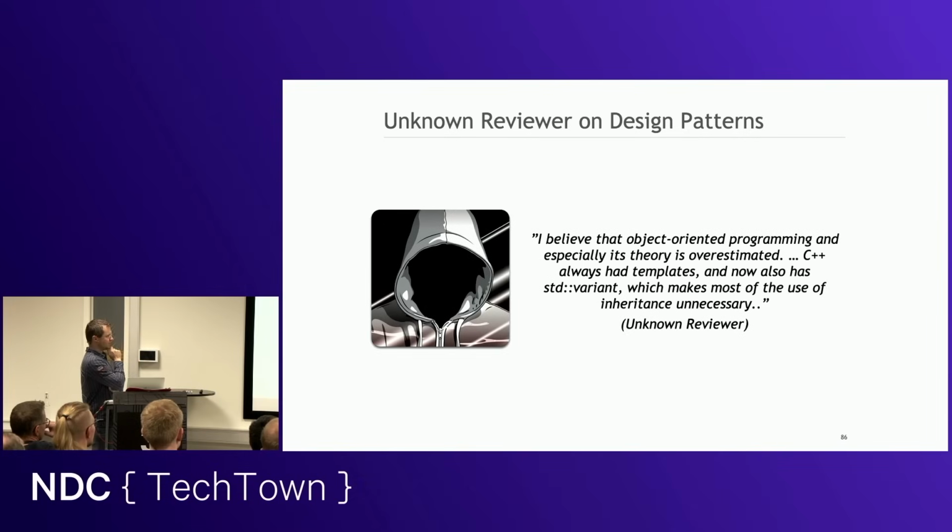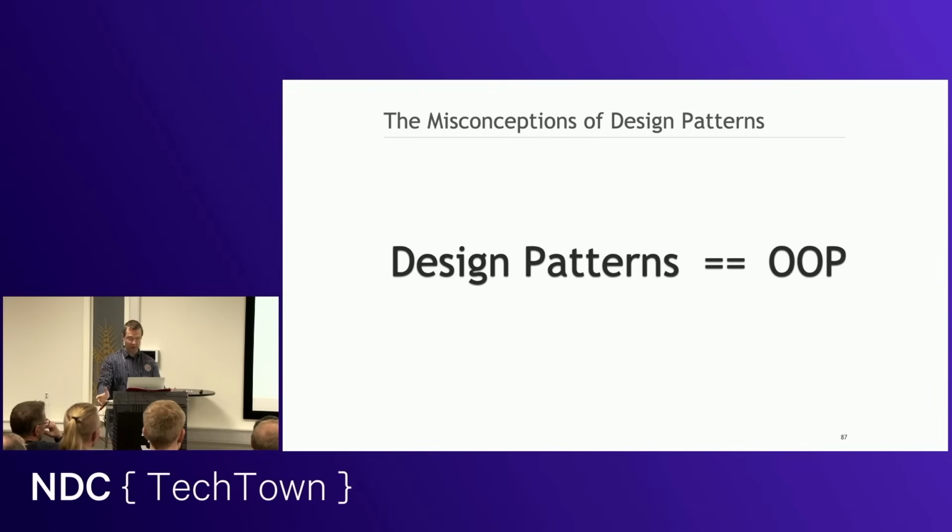C++ always had templates, and now it also has std variant, which makes most of the use of inheritance unnecessary. So the opinion itself, I feel, is deeply flawed. But there's something else here. As soon as you say design pattern, people think about object-oriented programming. It's like a reaction. So design patterns equal object-oriented programming. Not really. And this is not news.